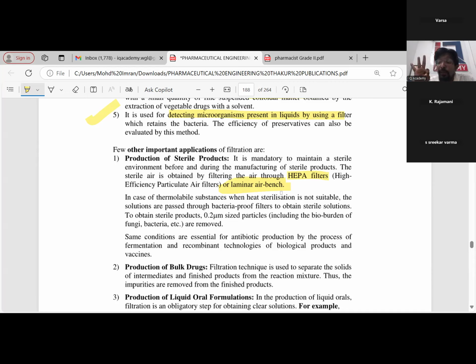Generally three things are to be monitored. Please pay attention. Number one, air entering into the room. Number two, material entering into the room. Number three, persons entering into the room. These three things they monitor so that aseptic processing is possible. And air entering the room can be monitored by closing all the doors and windows and allowing air to enter only through HEPA filters.